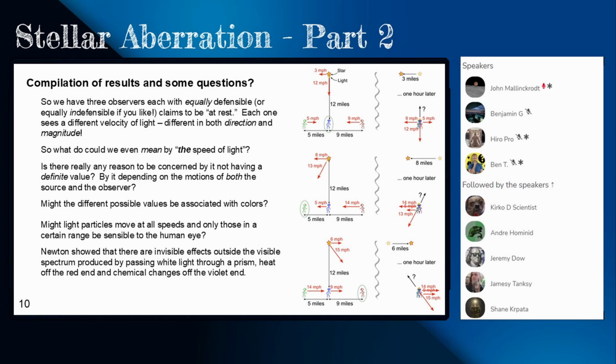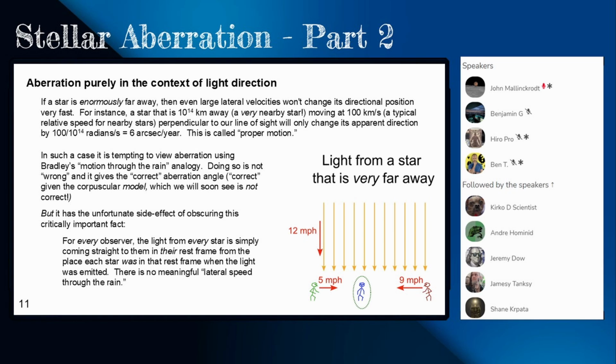So let's move back now. Having told you that I don't want you to think of it as rain, let me move back to the rain idea, and look at the same thing we're talking about, but I'm going to draw slightly different diagrams. This aberration purely in the context of light direction, not the place it's coming from, but just the direction it's going. So I want you to think now about this same star that we were talking about before, but let it be enormously far away so that even large lateral velocities won't change its directional position very fast.